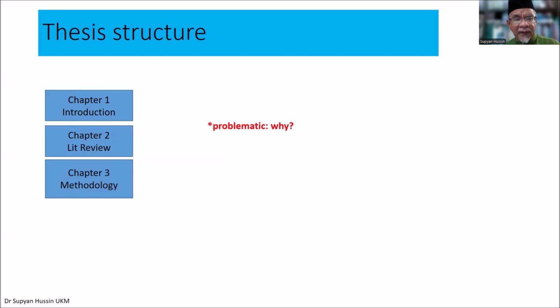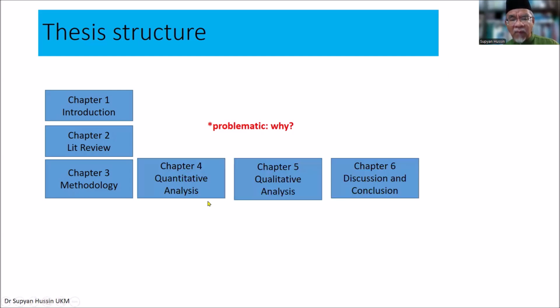Let's look at the detail of the structure. First of all, if you look at chapter 1, 2, and 3, usually this is a normal practice. Non-normal or abnormal practice is when you have chapter 4 and 5 looking at the data analysis, but you separate the two, the quantitative data analysis and qualitative data analysis. You separate the two. Then you have discussion in chapter 6 and also conclusion.